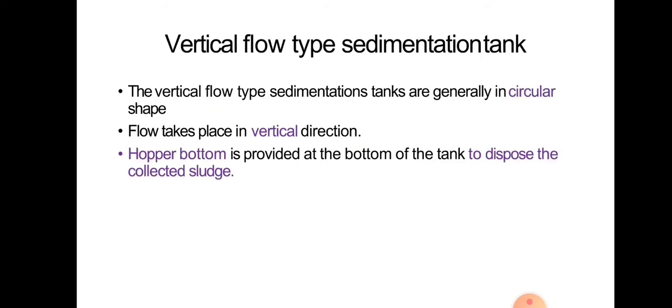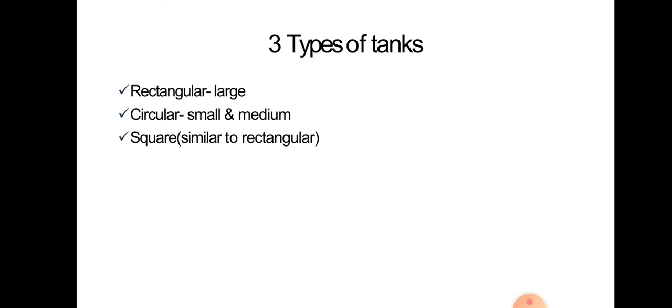Now coming to the vertical flow type sedimentation tank. They are actually circular in section. So when it is a rectangular tank, the flow is horizontal, and when the tank is circular in cross section, usually we say it is a vertical flow type sedimentation tank. In this case, the flow of water will take place in a vertical direction. Here normally a hopper bottom is provided at the bottom of the tank, and this hopper bottom is mainly to remove the sludge from the tank. So that is a vertical flow type sedimentation tank.